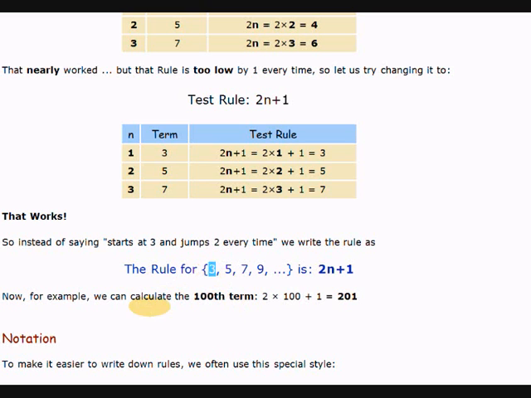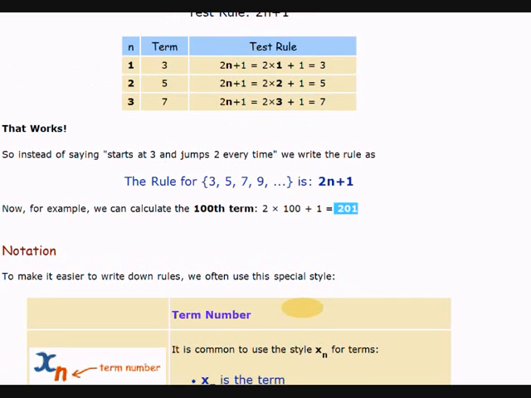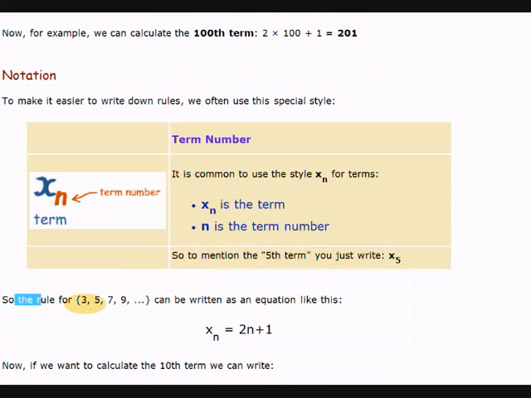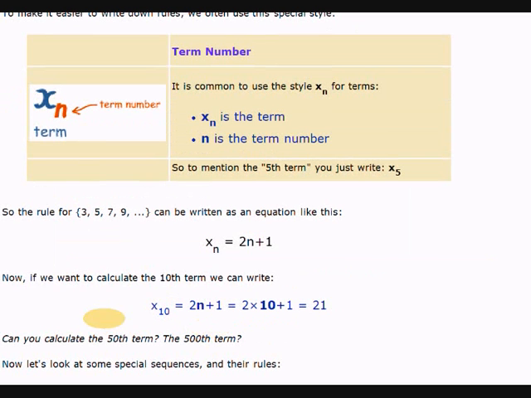100th term is 201. So x1 is the first term, n is the term number. To mention the fifth term, you must just write x5. So the rule for 3, 5, 7, 9, etc. can be written as an equation like this: xn equal to 2n plus 1. Now if we want to calculate the 10th term, we can write x10 equal to 2n plus 1, equal to 2 into 10 plus 1, 21.